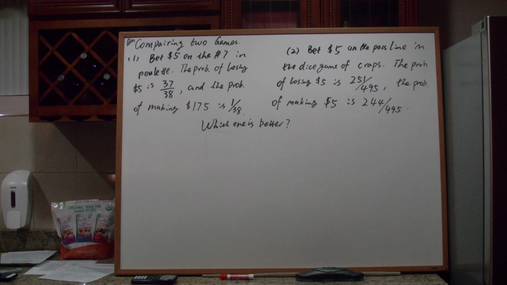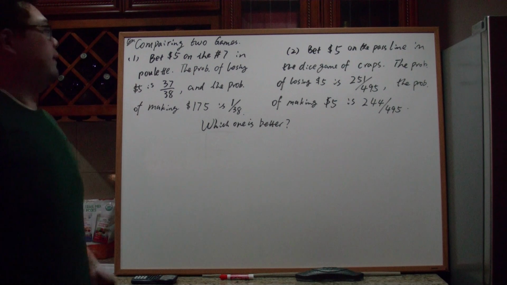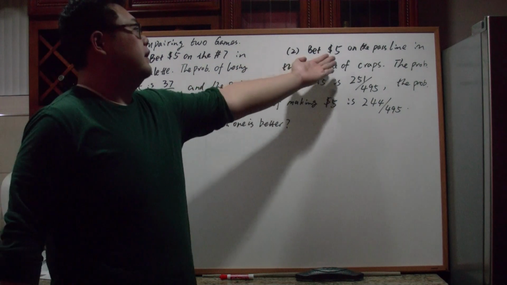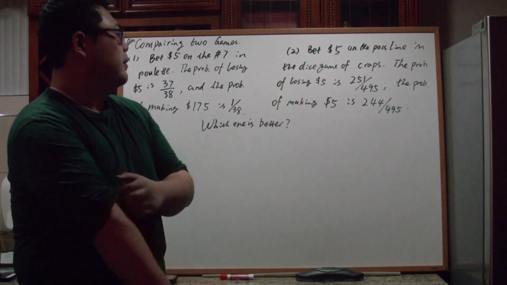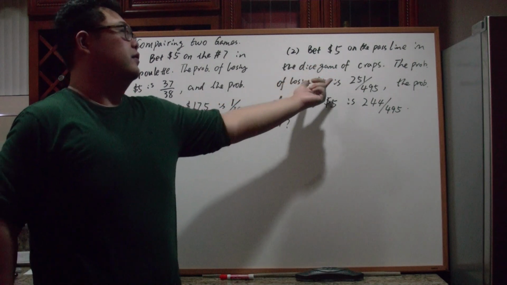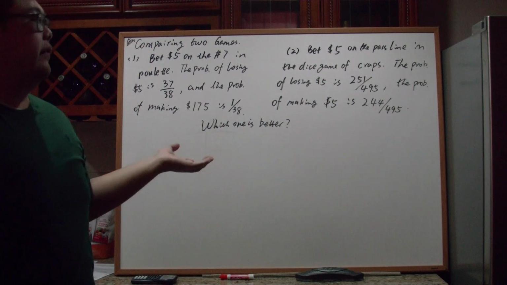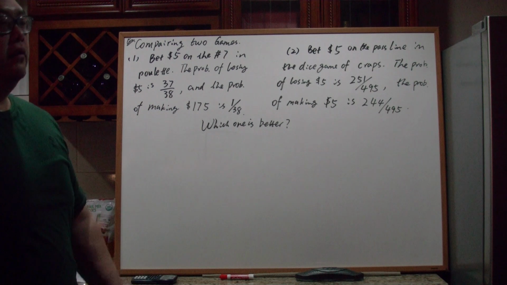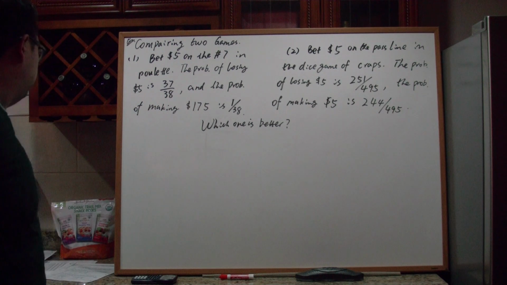Well, here is the example. I bet $5 on the roulette, and I also bet the same $5 on the pass line in the dice game. The probability to lose your $5 will be 251 over 495, and you make a net gain of $5 with 244 over 495.